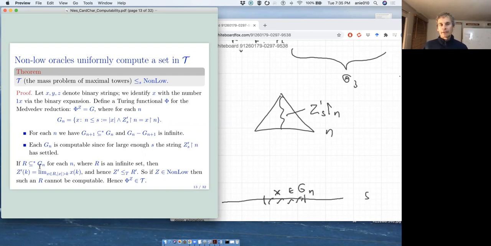Now, if R is a subset of all Gn with finitely many exceptions, so R star is included in Gn for each n, and R is infinite, then I can approximate Z prime by taking the limit over all x in R of x(k), where x is longer than k, simply because R is in G(k+1). That shows Z prime is Turing below R prime, and hence R is not computable, assuming that Z is non-low.